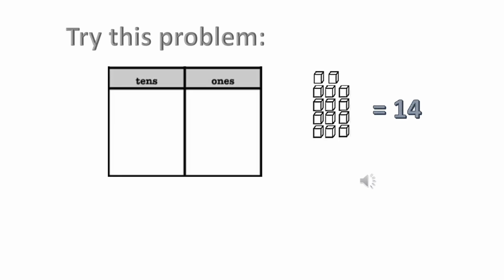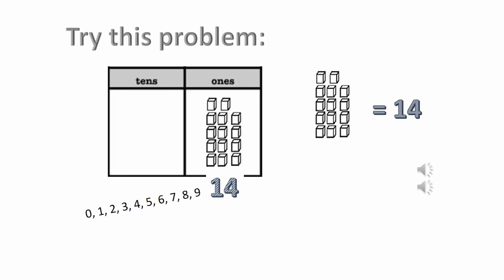Try this problem. Let's say you have 14 of something. 14 cupcakes, 14 erasers, 14 pencils, doesn't matter, 14. And you want to show them on the place value chart. What is the correct way to put them on the place value chart?